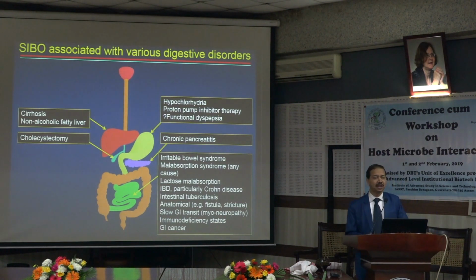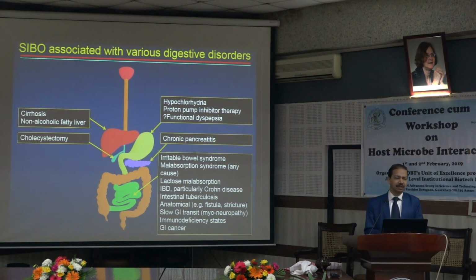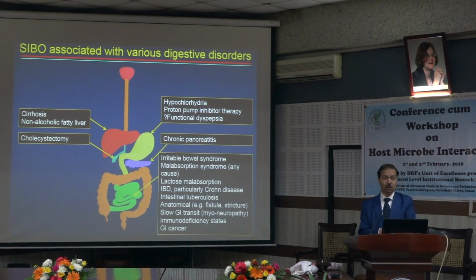What is small intestinal bacterial overgrowth? Small intestinal bacterial overgrowth is a situation where there is excess bacteria. For example, I told you that the jejunum or upper gut is supposed to have at most 10 to the power 3 colony forming units per milliliter of the aspirate.